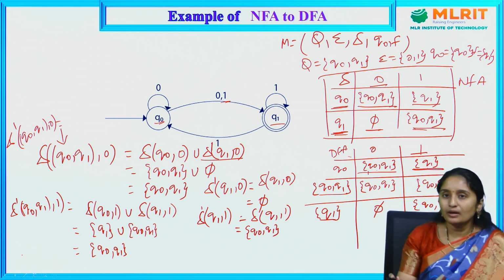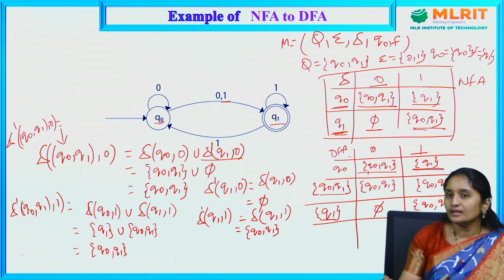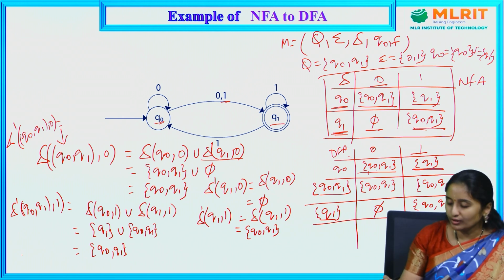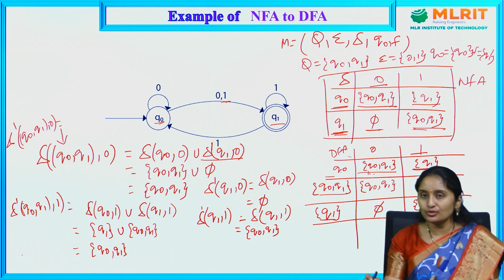Okay. So the next, did we find any new states? Yes, we found new states. What are those new states I have found? So in the first state, check the first state, Q0, I have two new states, Q0, comma Q1 and Q1. So these two new states are completed.